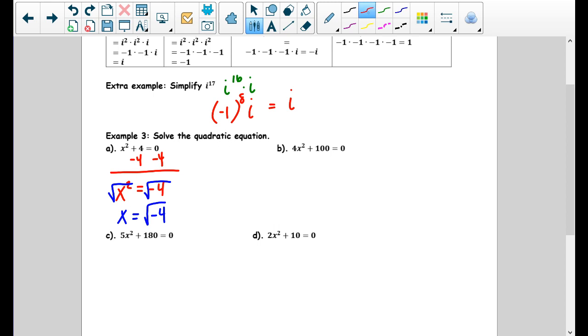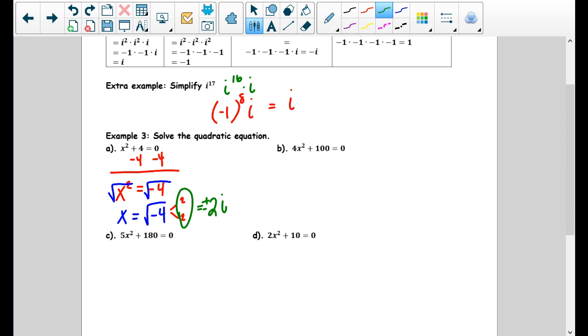But again, no negatives, right? So we're going to pull out that i. And what does 4 break down into? 2 and 2. So this pair here comes out, which then gives x equals 2i. Okay? And again, it's always going to be plus and minus. I should have said that. So we do have two solutions still: a positive 2i and a negative 2i. But again, if we graph this equation, it's going to be one of those no real solutions.